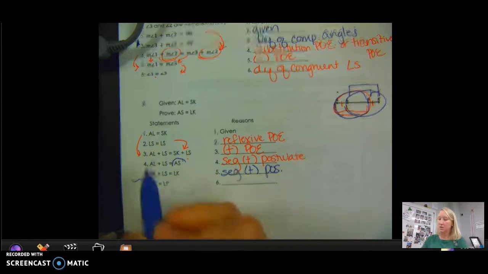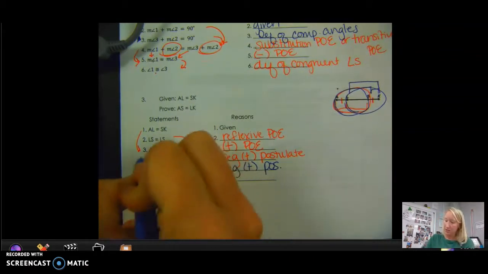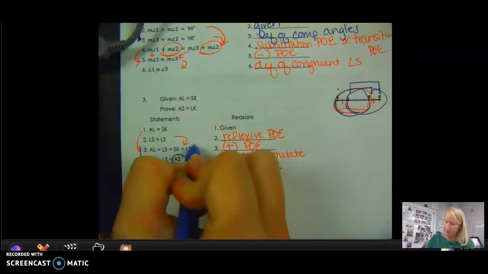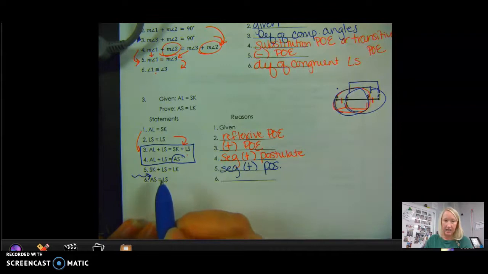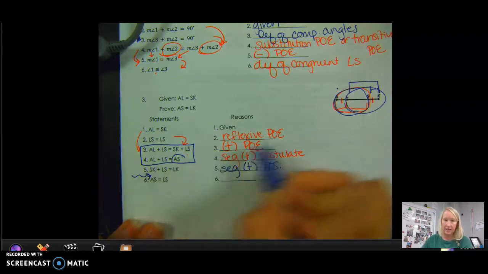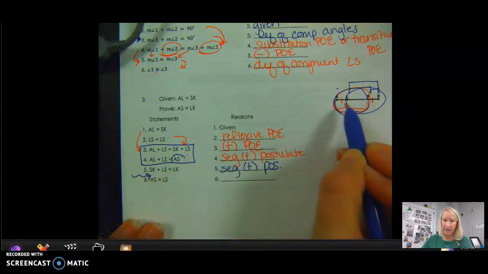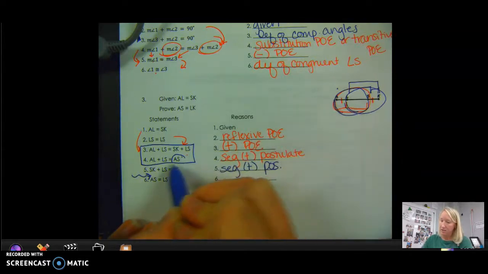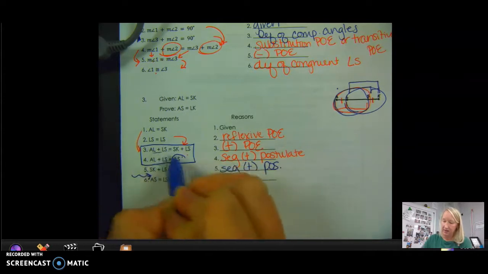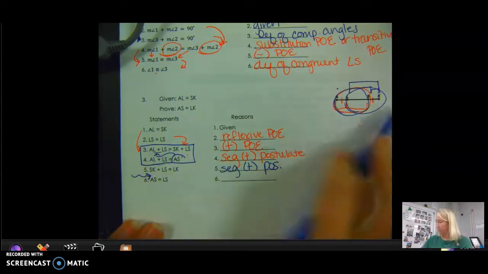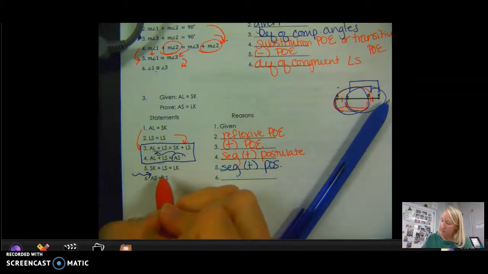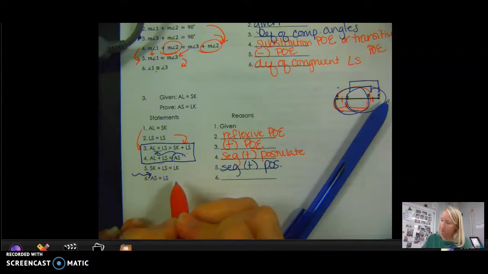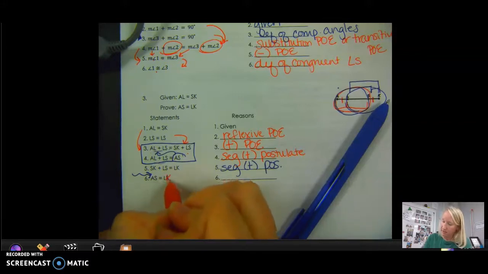But okay, so going back to this question, you actually need to go up here where it says that AL plus LS equals SK plus LS. And then we need to look at, okay, AL plus LS is equal to AS. So I can take this guy out and put this guy in place of it. And then, if I see that, this should actually be a K, sorry.